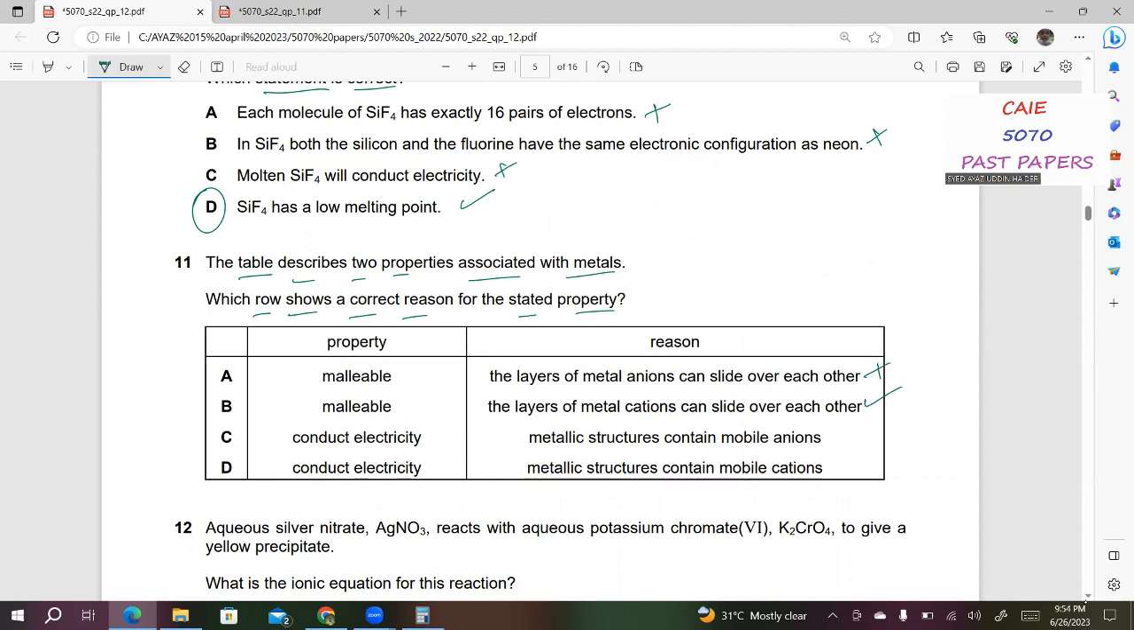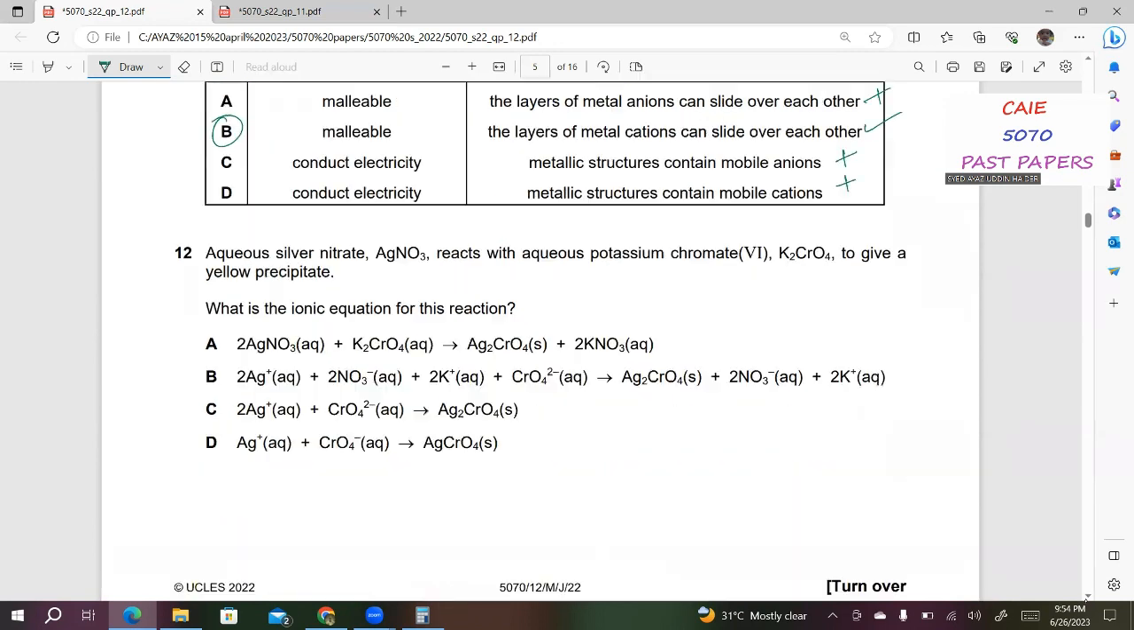But let's read the other statements also. Property conduct electricity. Reason: metallic structures contain mobile anions. Wrong. It must have mobile electrons, not anions. The last one, conduct electricity, metallic structures contain mobile cations. This is again wrong. So only choice B will be the right answer here.